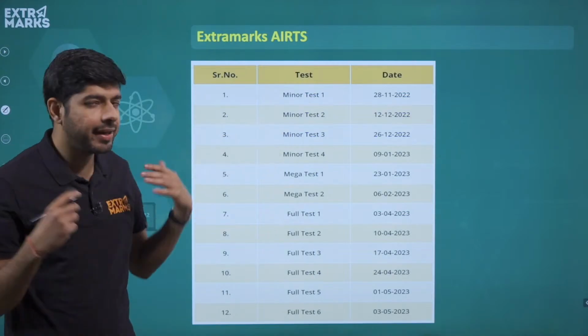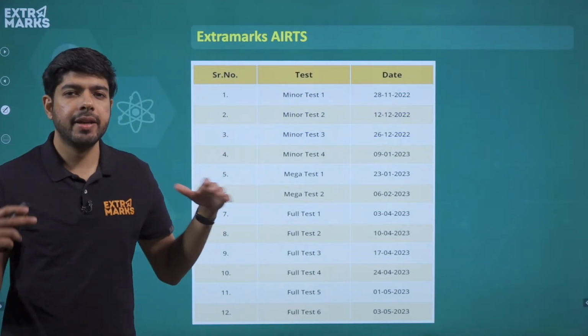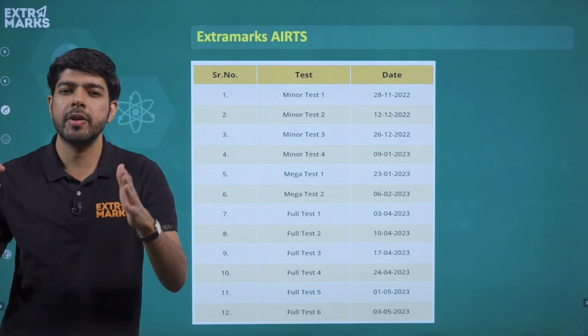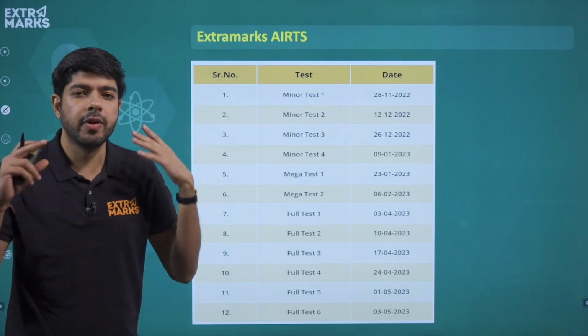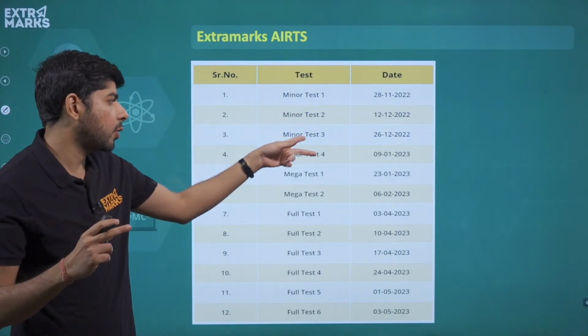So let me tell you about the schedule. We'll have 4 minor tests. So what is a minor test? A minor test will cover half the syllabus of each class. So we have 2 minor tests, half of the syllabus for 11th class, and then we have 2 minor tests for 12th class, 3 and 4.